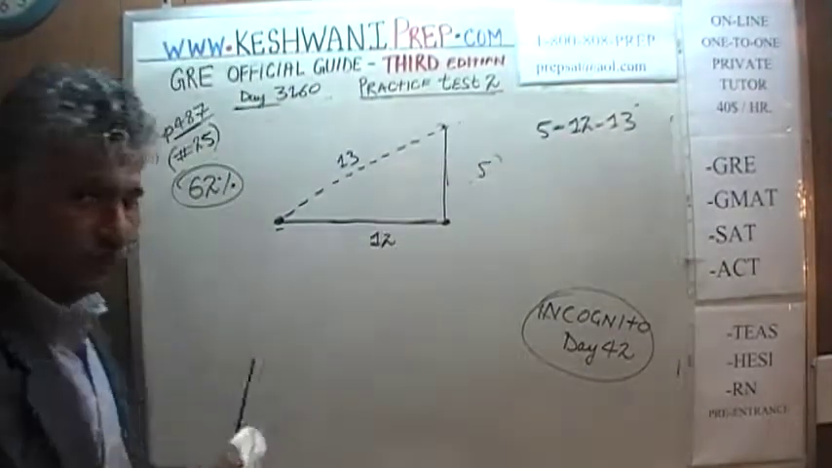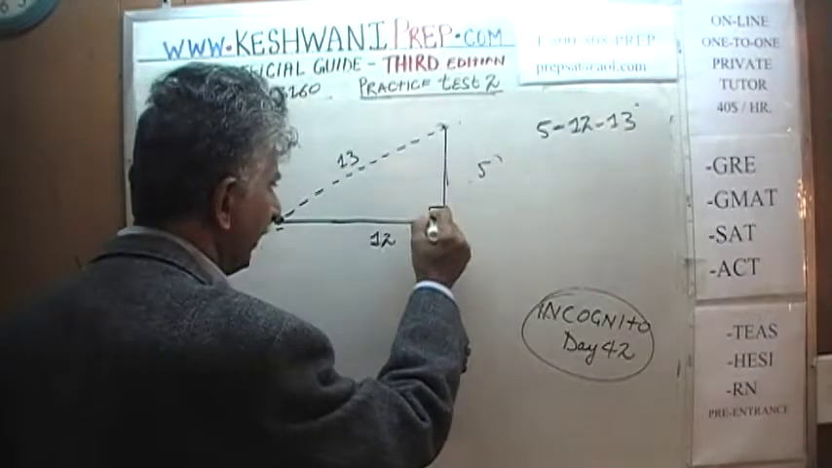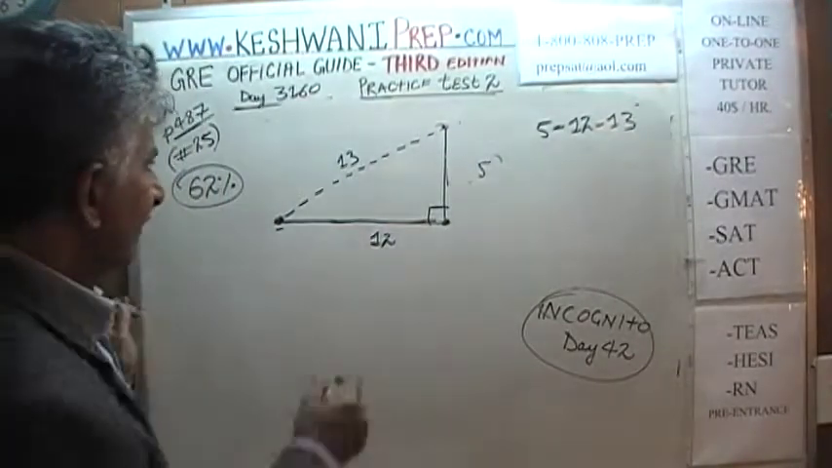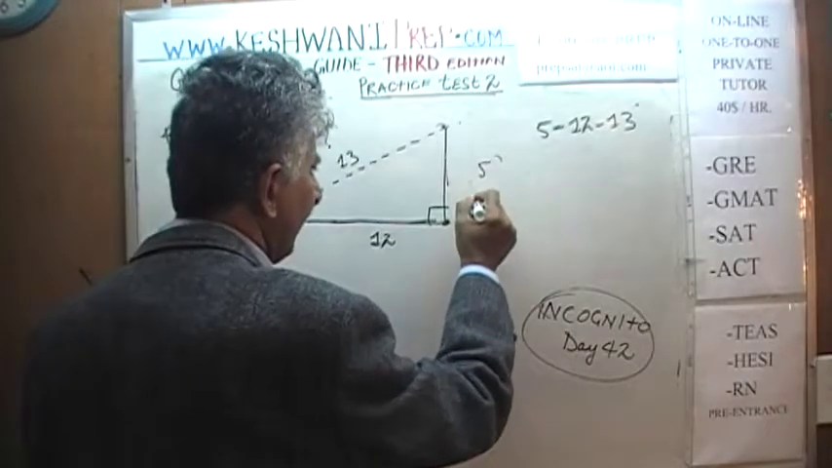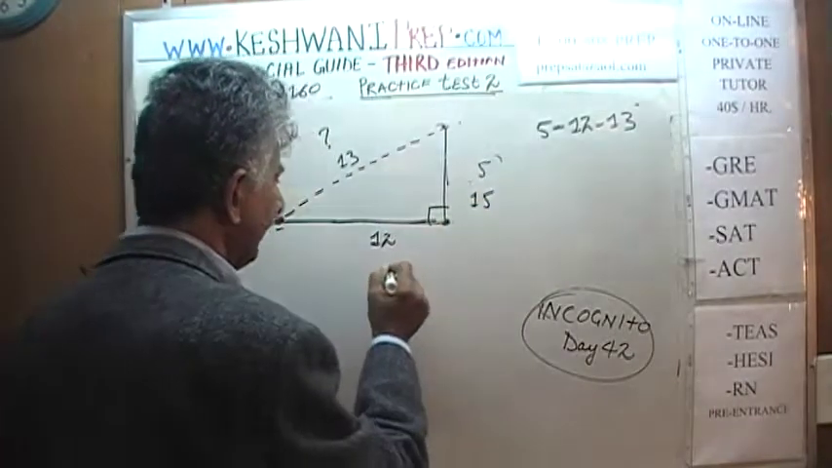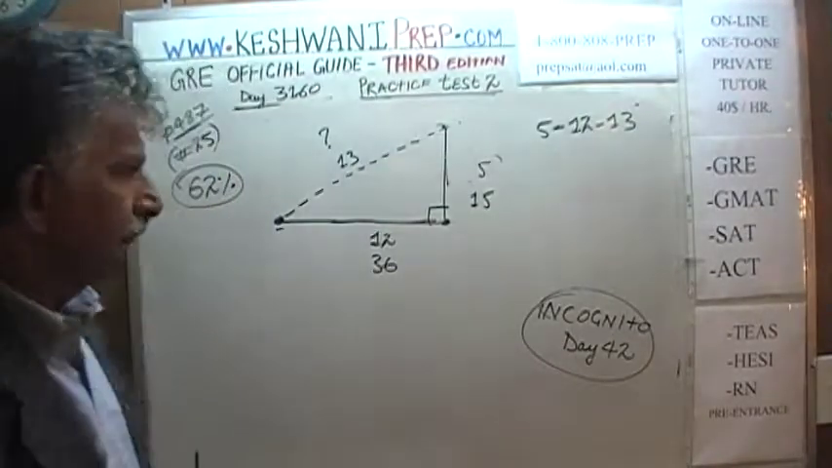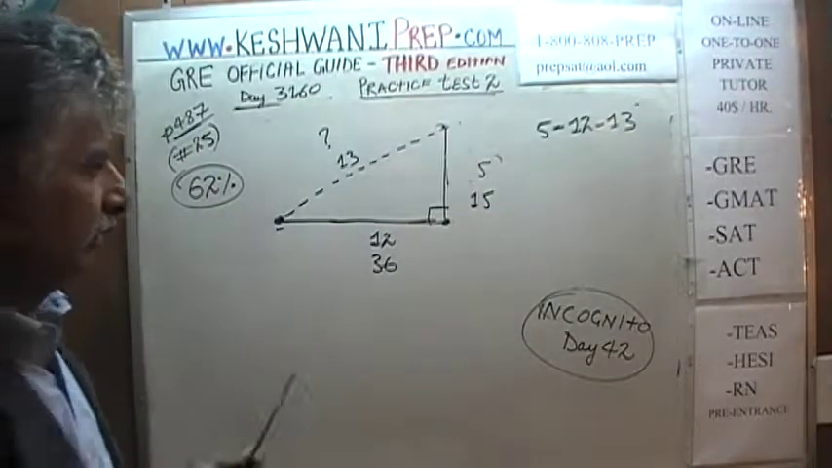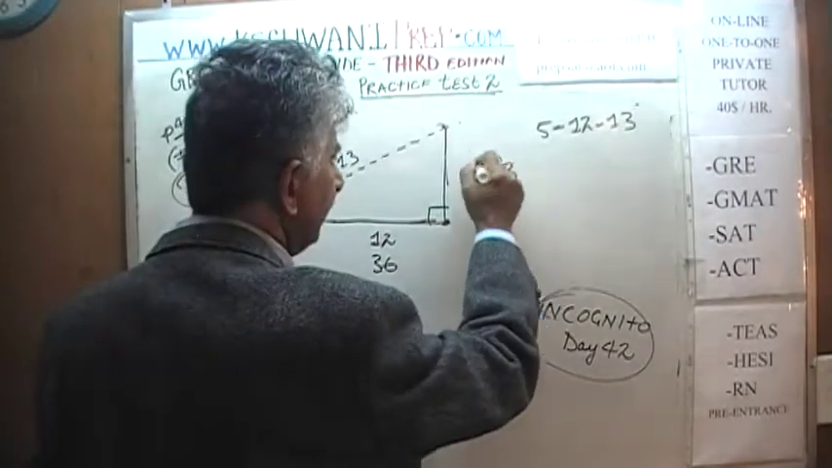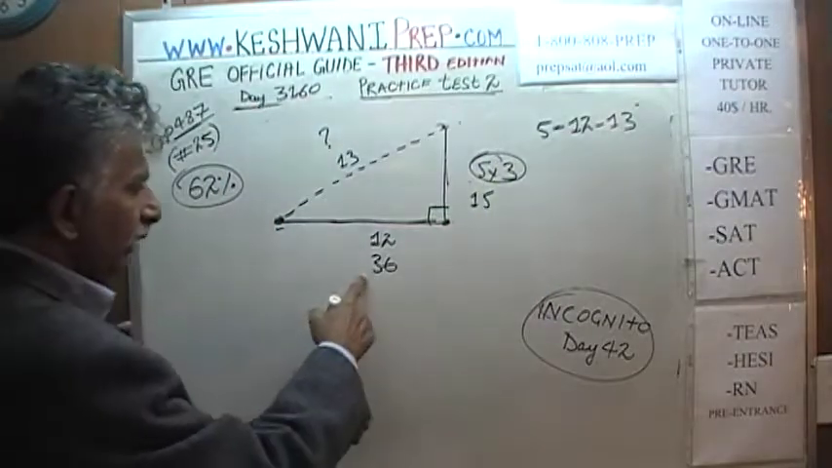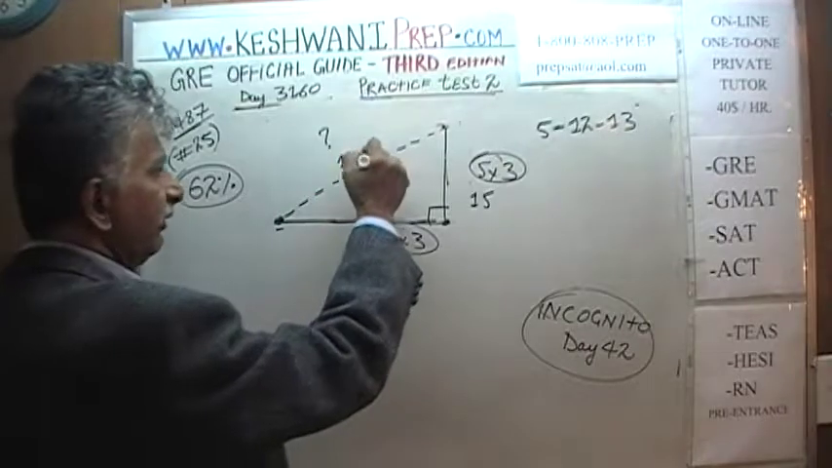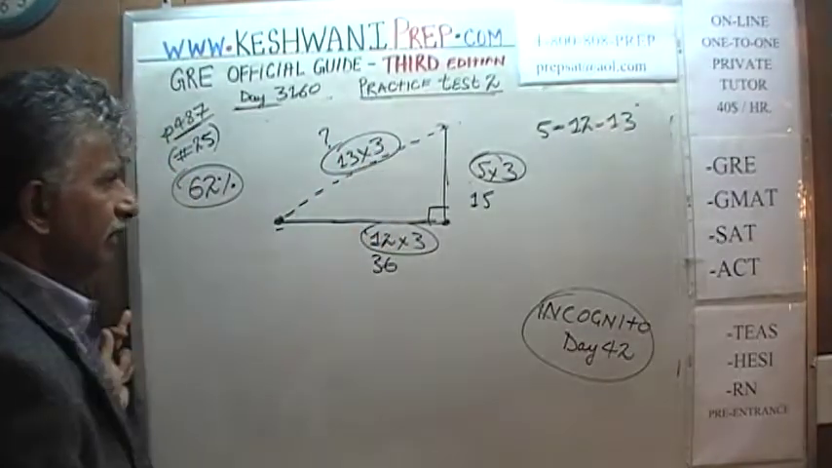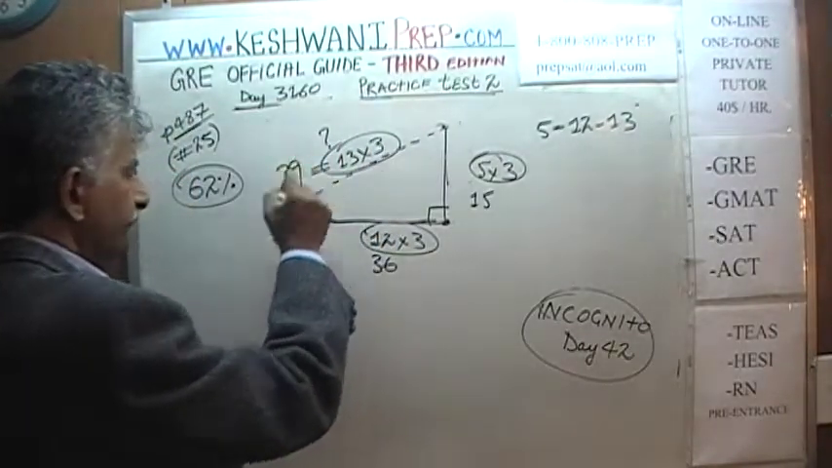So here's one example, but keep in mind it has to be a right angle triangle. How much is the missing side if this side, instead of 5, happens to be 15, and this side happens to be 36? Very simple. 15 is simply 3 times 5. 36 is simply 3 times 12. And therefore the missing side must be 3 times 13. The missing side is 39.